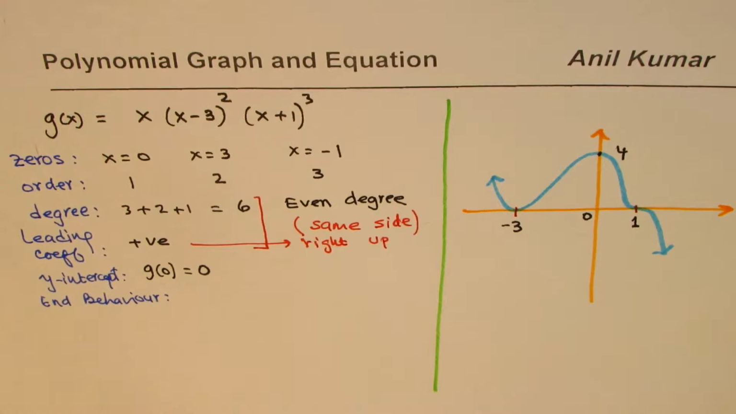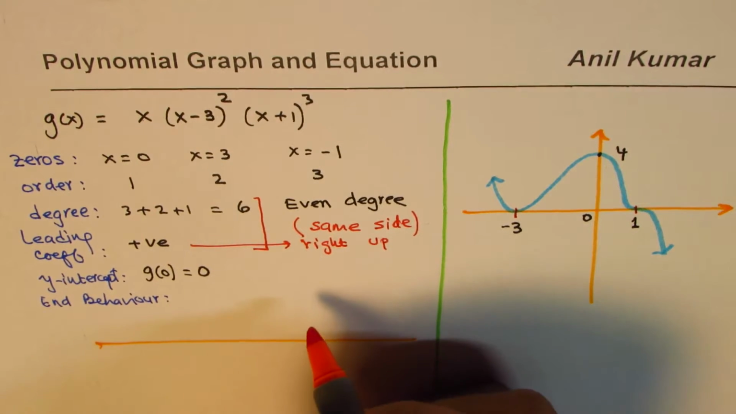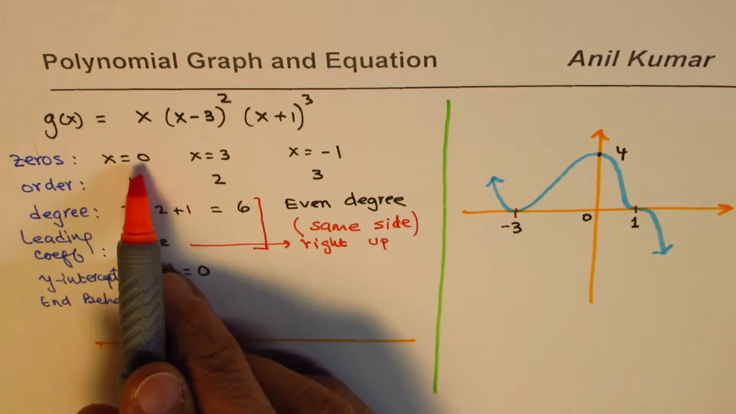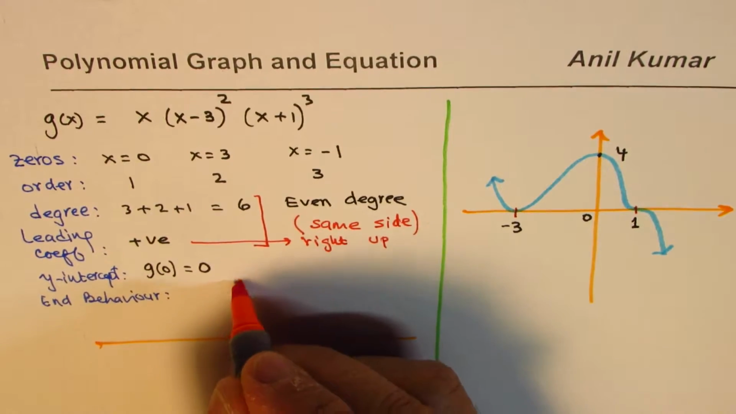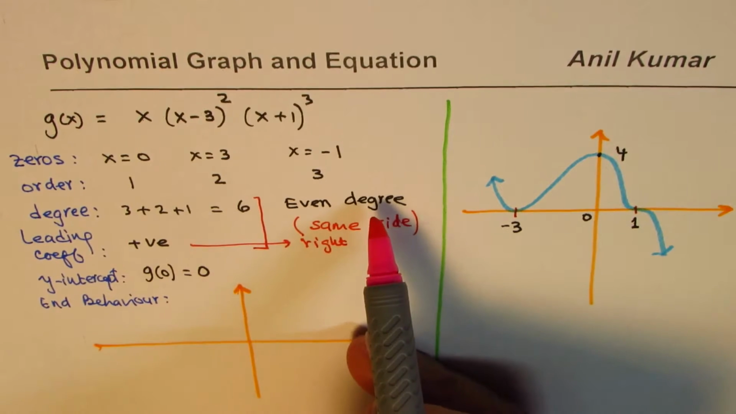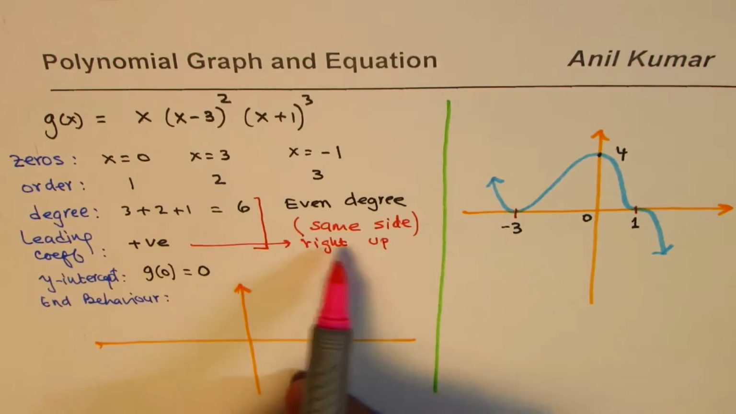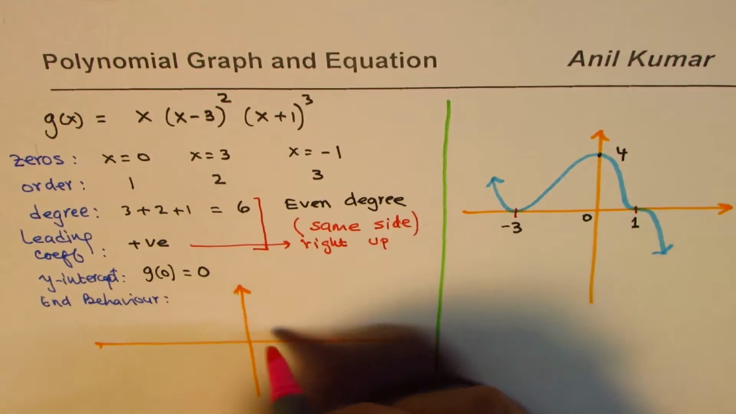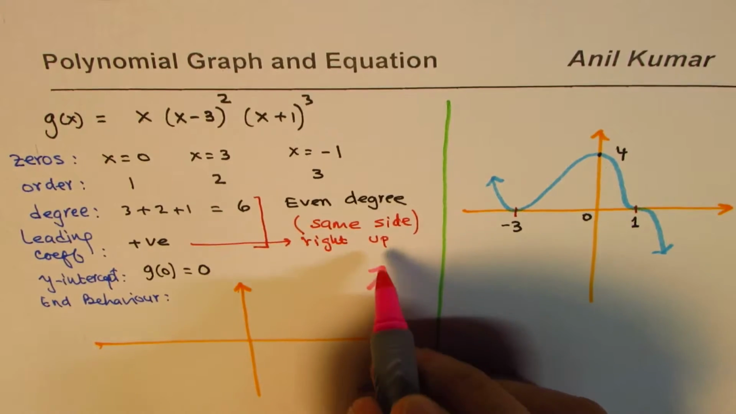Now let me explain what I'm trying to say here. We'll make a very rough sketch. So we have zeros at 0, at 3, and at minus 1. Let's say we'll put the y-axis here. Now when I say that it is even, both the same side, and when I say positive leading coefficient, we are saying right up. Right up means the right side is moving upwards. Do you see that? So this is right up.